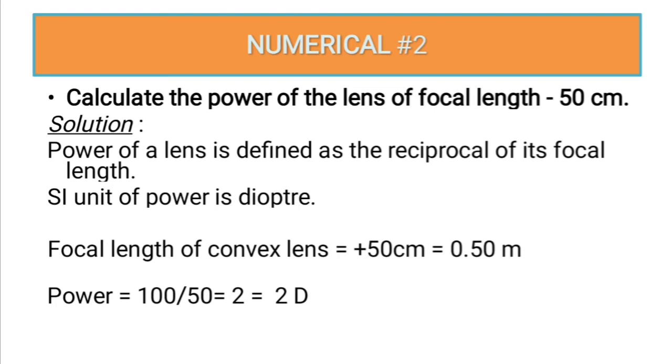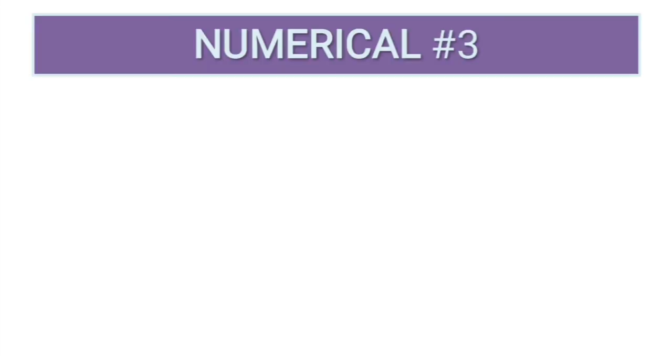Quite easy. What you have to do is simply take the reciprocal of the focal length. That's it. If it is in centimeters, you can convert it into meters and then take the reciprocal. You can divide 1 by 0.50 and still you will get the same answer. So let us move on further.